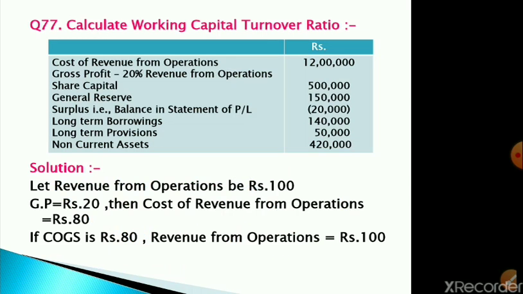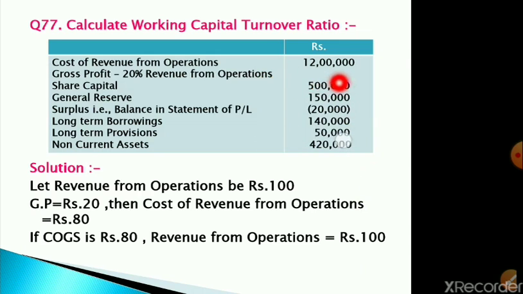Now question number 77. Calculate working capital turnover ratio. Here, cost of revenue from operation, again cost of goods sold, is given as 12 lakh. Gross profit is 20% of revenue from operation, that is 20% of sales. Share capital is 5 lakh. General reserve 1,50,000. Surplus, that is balance in statement of profit and loss, is minus 20,000. That means it's a loss. Long-term borrowings 1,40,000. Long-term provisions 50,000. And non-current assets is 4,20,000.